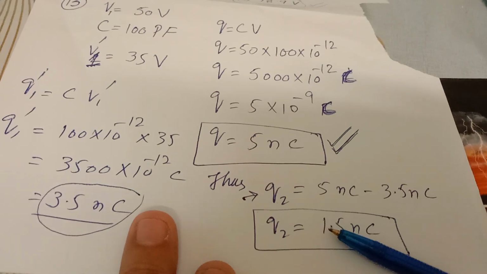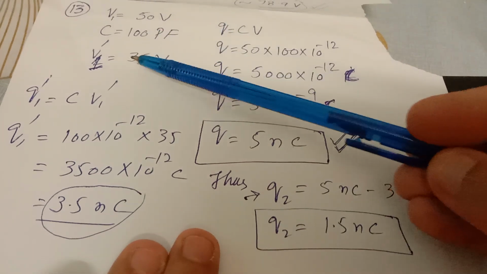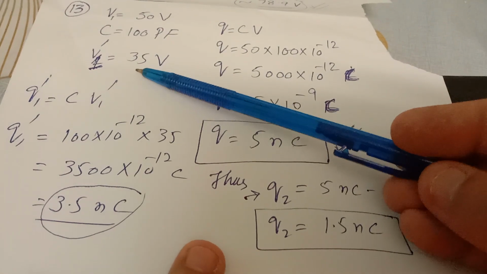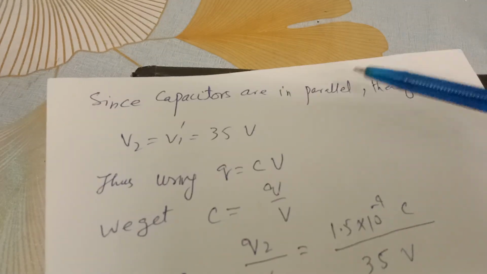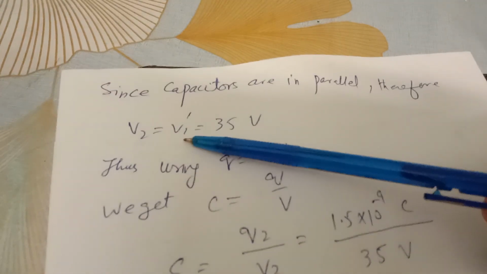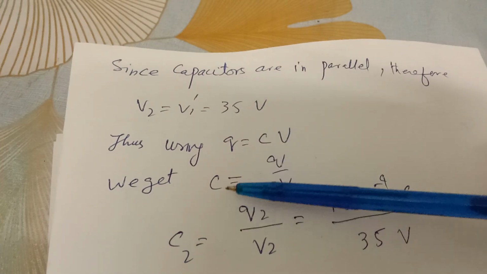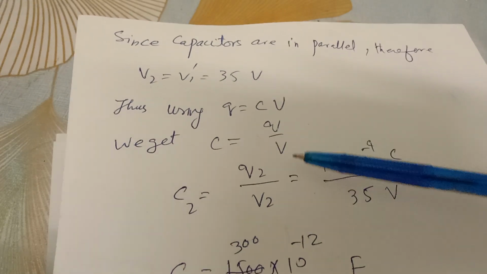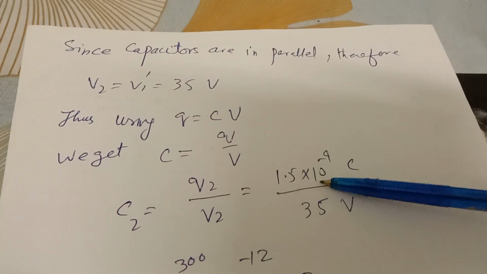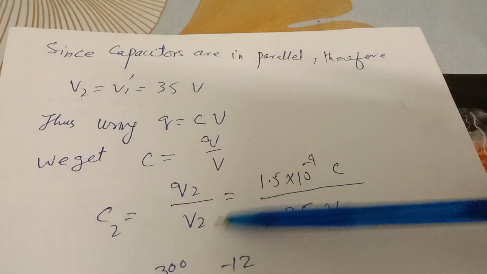So we have to find the capacitance of the second capacitor. Now we know Q2, we know V2 also, because they are in parallel, so V2 will also be equal to V1 dash, which is equal to 35 volt. So we can use Q is equal to CV, or C is equal to Q over V. So C2 will be equal to Q2 over V2. We know Q2 is equal to 1.5 nanocoulomb, nano meaning 10 to the power minus 9. So we write 1.5 into 10 to the power minus 9 coulomb over V2, which is 35 volt.